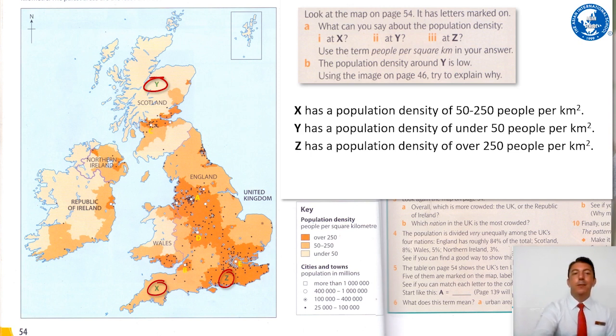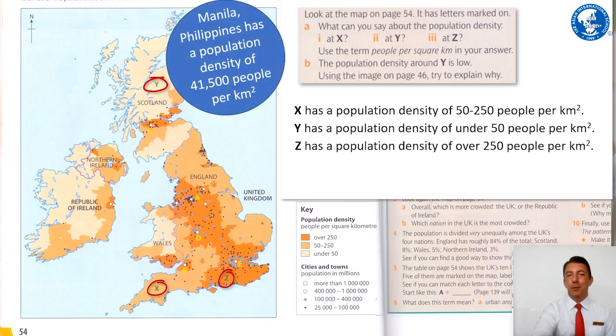Now, an interesting fact: the most crowded city in the world is Manila, the capital of the Philippines. It has a population density of 41,500 people per square kilometre. That's 10 times more crowded than where you live.